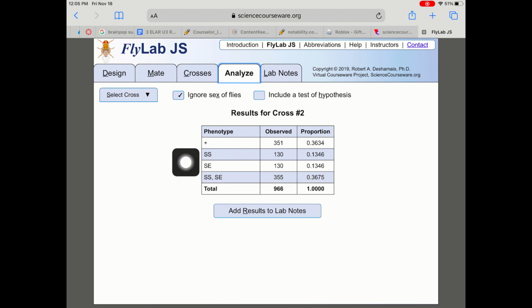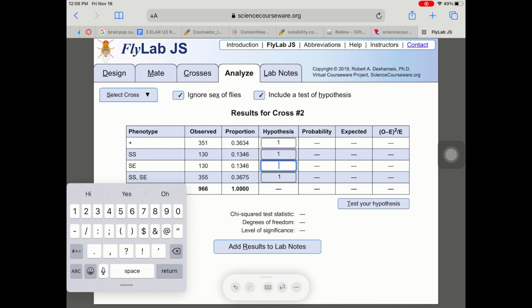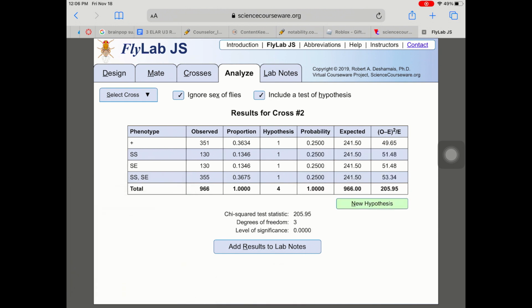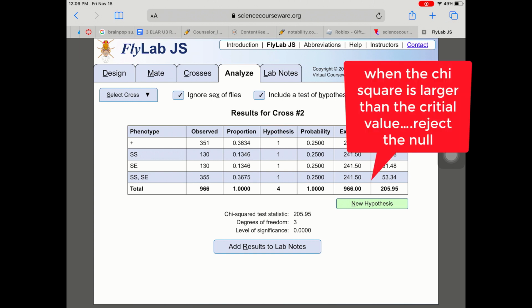As in all the prior crosses, for the linked gene portion of the Fly Lab, the expected ratio and also null hypothesis is a 1:1 to 1:1 ratio. In this cross, the chi-square is much larger than our critical value of 7, and this means that we reject the null and conclude that the genes are linked and located on the same chromosome.